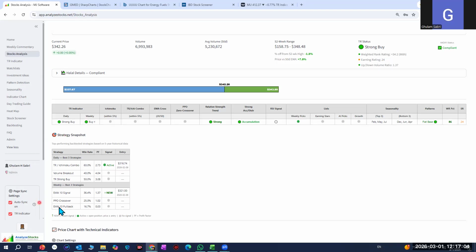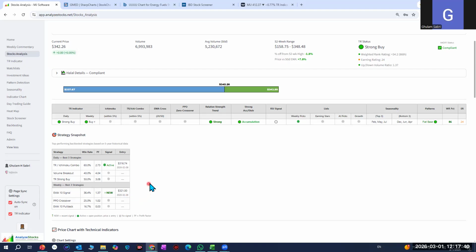This is the strategy snapshot, which comes from the backtest. What it is telling us is that out of the 12 strategies, these three are the best ones in terms of win rate and profit factor. And remember, TR Ichimoku was active. It has a new weekly signal as well for the best three strategies. So 10-week, and this arrow means it has just started within the last maybe couple of weeks. It started on the week starting from 6th of February, 3 weeks ago.